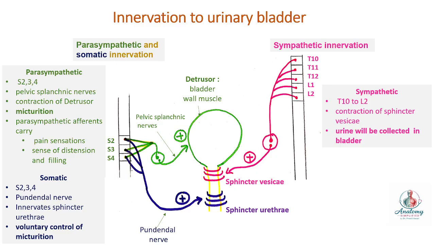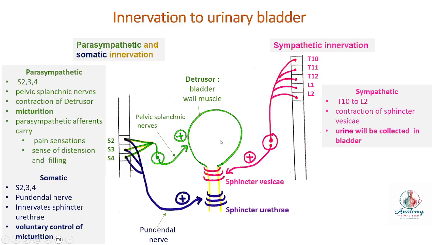Again, you have to make it clear in your mind that sympathetic fibers help in contraction of the sphincter vesicae. These internal urethral sphincters are also called the sphincter vesicae. When these are contracting, the detrusor will relax and it will help in collection of the urine in the urinary bladder. So make sure you know that parasympathetic helps in micturition, that is emptying of the urinary bladder. Sympathetic component helps in collection of the urine in the urinary bladder.